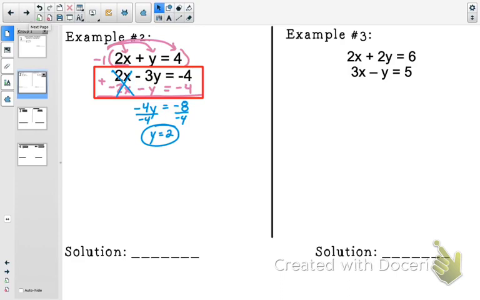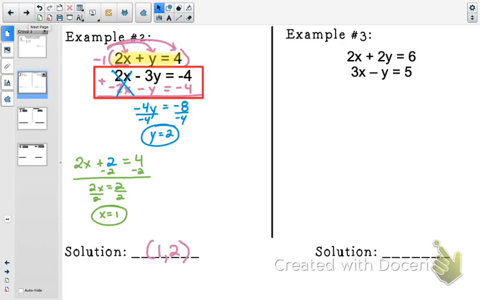Just like the first example, this step will always be the same for both elimination and substitution. Pick one of the original equations and plug in the value you know. I like to pick the one with the smallest numbers, so I'm going to pick that first one. 2x plus y equals 4, but I now know that y is 2. This equation is two steps, but that's okay. Subtract 2 from both sides, and then divide both sides by 2 to get x alone, and it's positive 1. Write it as an ordered pair, and we're all done.